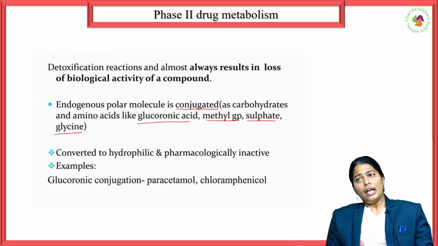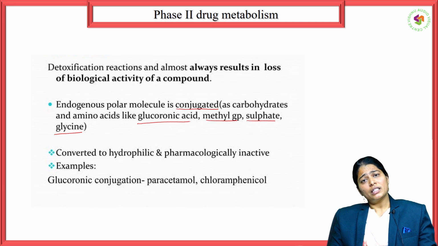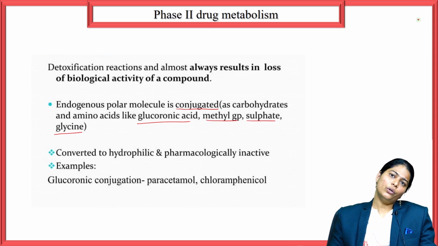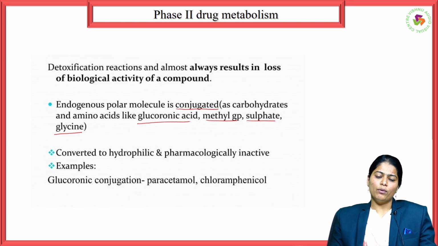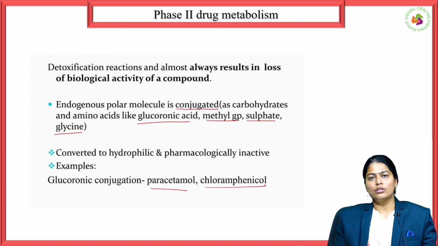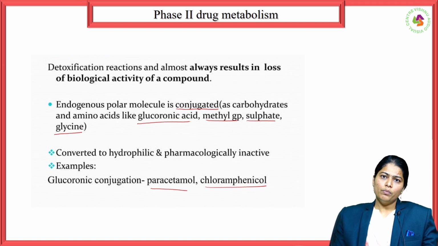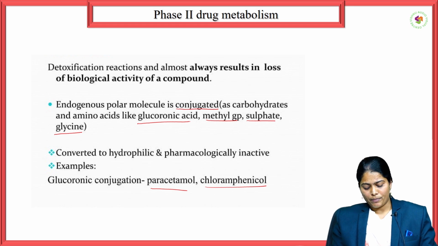In the case of first-pass metabolism, some drugs which we call prodrugs are converted into active molecules. Likewise, if any drug is polar in nature but active, in phase 2 metabolism these active components are converted into inactive components by conjugation reactions and excreted from the body. Glucuronic acid conjugation examples are paracetamol and chloramphenicol. These two drugs undergo phase 2 biotransformation and the inactive components are excreted from the body.